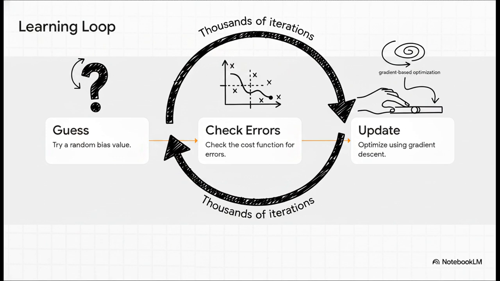So, how does the machine find that perfect slider position? It enters a learning loop. First, it guesses a random bias value. Second, it checks what we call a cost function, which is honestly just a fancy way of asking how many errors did this guess make against our test data. Third, it uses gradient-based optimization to nudge the bias parameter in the direction that reduces those errors. The model learns by automatically repeating this cycle over thousands of iterations. Guess, check, update. It's slightly tweaking the slider every single time until the errors are practically minimized.